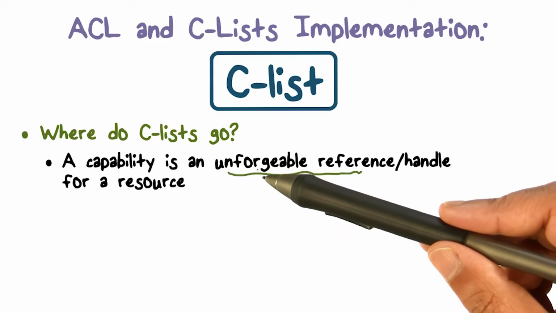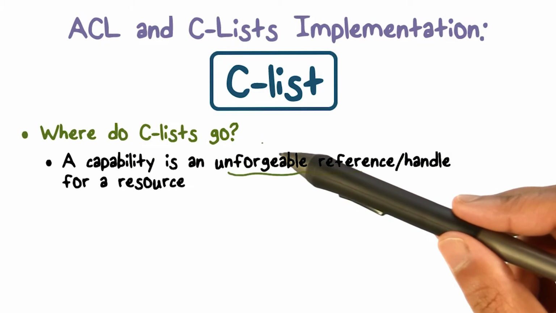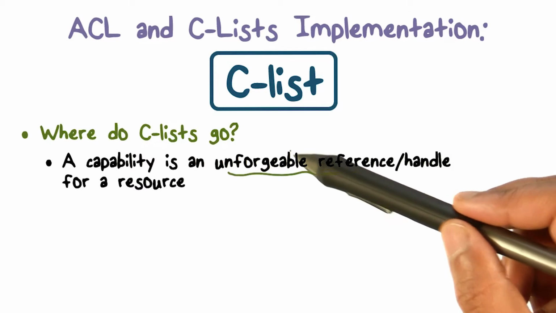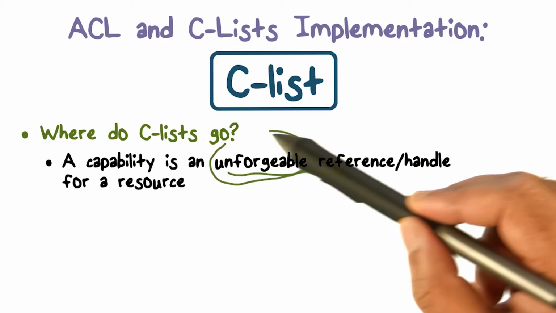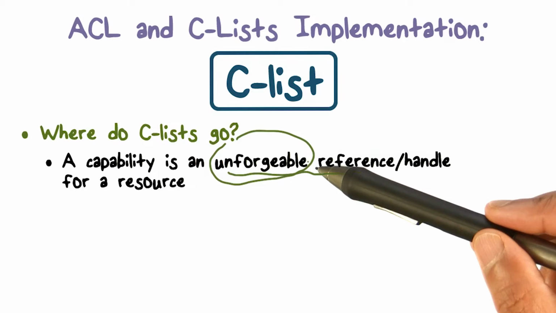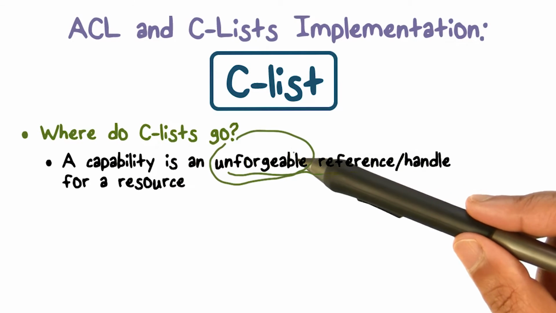Capabilities are sort of identifiers. You can think of them as references or handles. But one property the system has to guarantee is that these capabilities or handles that we're talking about are unforgeable. So think about a user who has capabilities for a bunch of resources. A list of those capabilities is what defines a C-list for that given user.